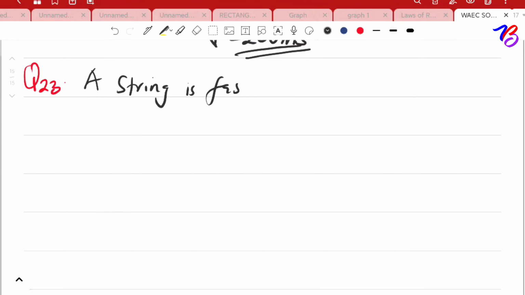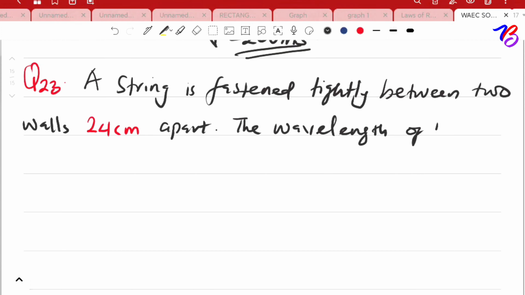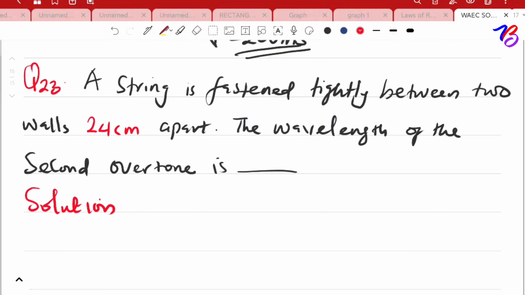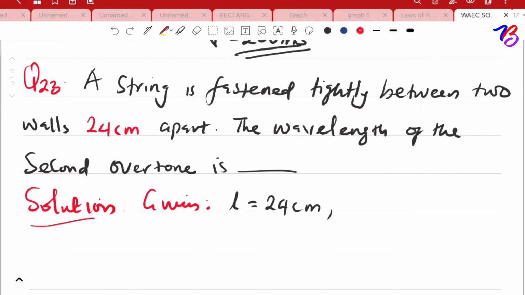Next question. A string is fastened tightly between two walls, 24 centimeters apart. The wavelength of the second overtone is, that's the question. Solution. Looking at this question, you know that it is still under sound wave and is under resonance. Now, the given parameter from here is 24 centimeters apart. That is the length, 24 centimeters. Then what again is given? The wavelength is what we are looking for. So the wavelength of the second overtone is unknown.